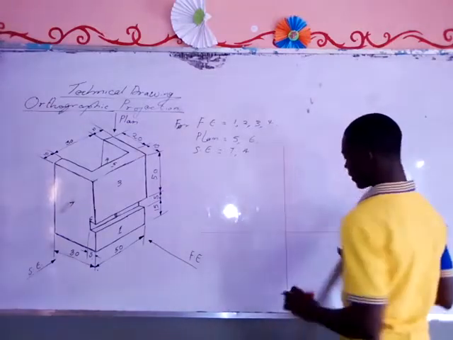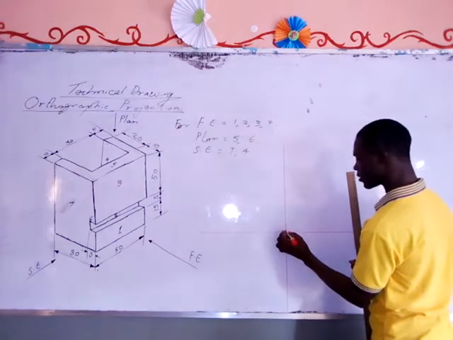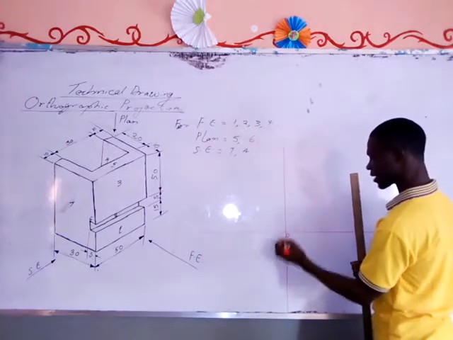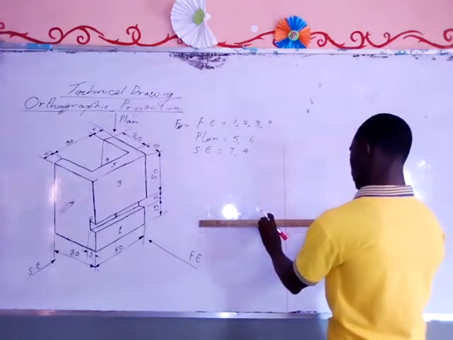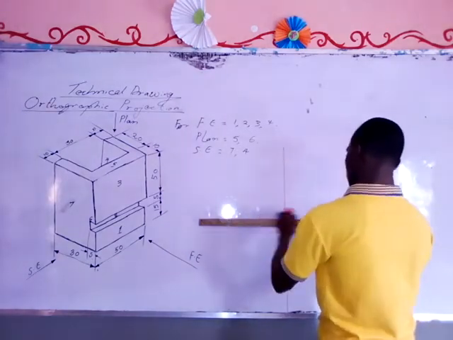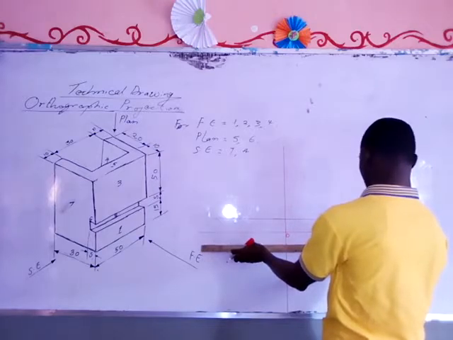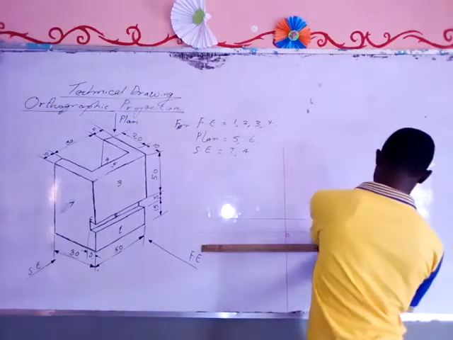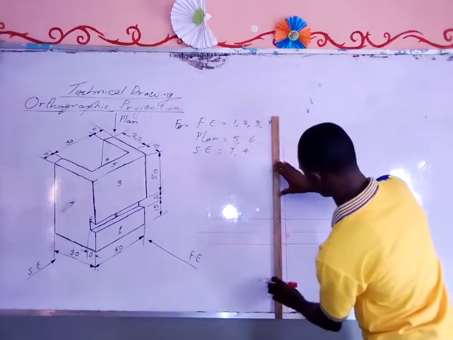So the vertical line and the horizontal line intersect at this point. Let's call it point O. The next thing I need to do is take 10 millimeters up and 10 millimeters down, take 10 millimeters to this side, and then draw a horizontal line. Also, bring it down and draw a horizontal line. Then for this, we draw the vertical line.